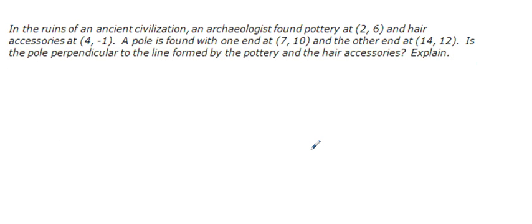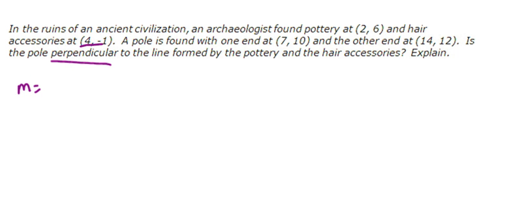So, if I look at the next one, in the ruins of an ancient civilization, an archaeologist found pottery at (2, 6) and hair accessories at (4, -1). A pole is found with one end at (7, 10) and the other end at (14, 12). Is the pole perpendicular to the line formed by the pottery and the hair accessories? Explain. So again, perpendicular means opposite reciprocals. So I have to find the slopes first.